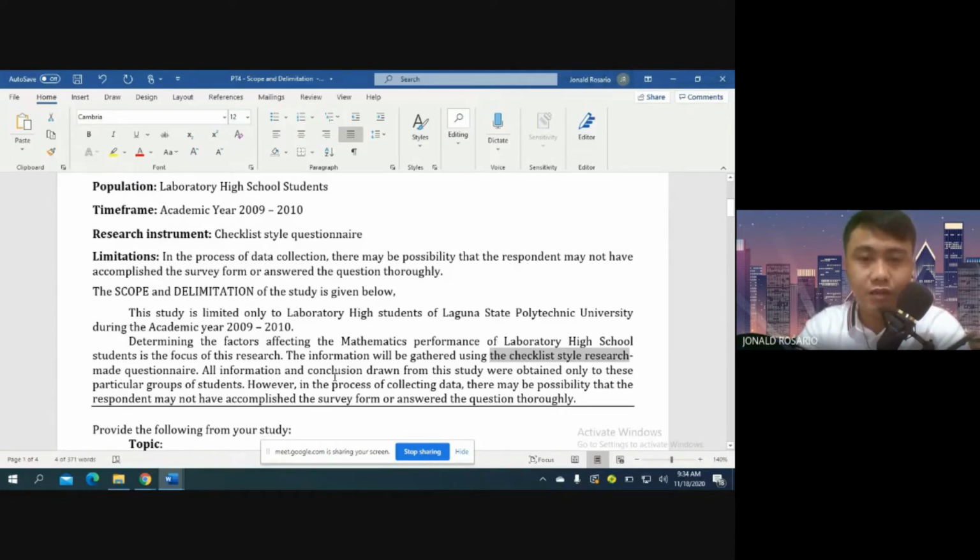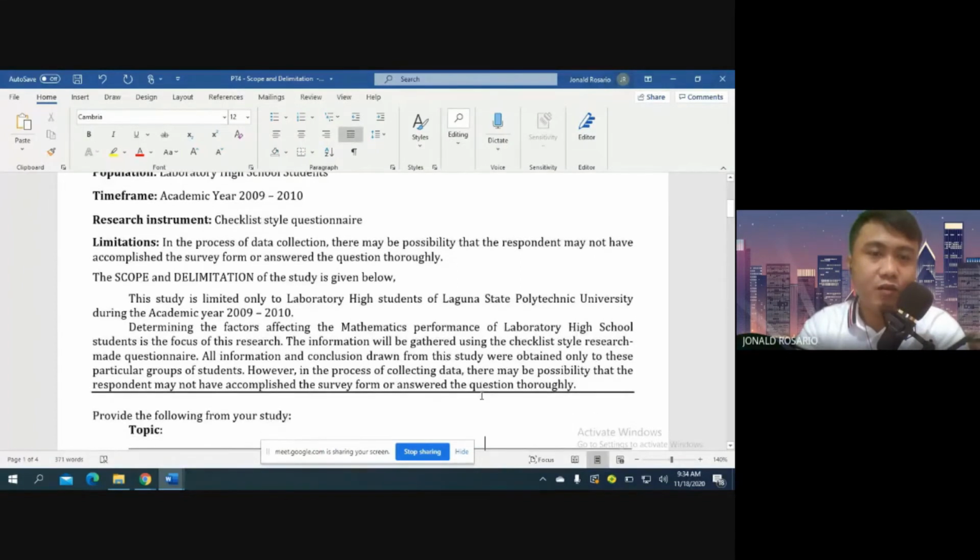All information and conclusion drawn from this study were obtained only to these particular groups of students. And you can include this also on your study para madilimit natin or malaman natin yung scope ng inyong study. Madidelimit lang dun sa particular sets of students, dun sa laboratory high school. Yan. However, ito na yung limitation. In the process of collecting data, there may be possibility that the respondent may not have accomplished the survey form or answered the question thoroughly. Yan. So, ganun lang paggawa ng scope and delimitation.